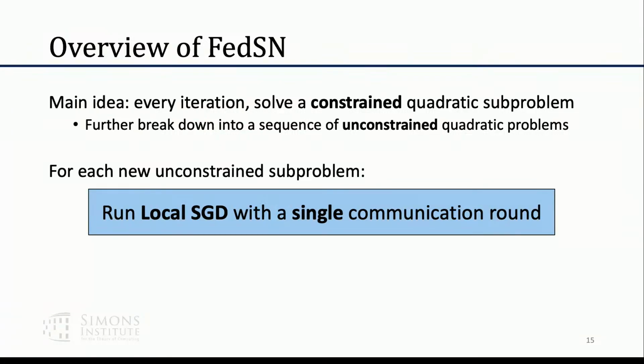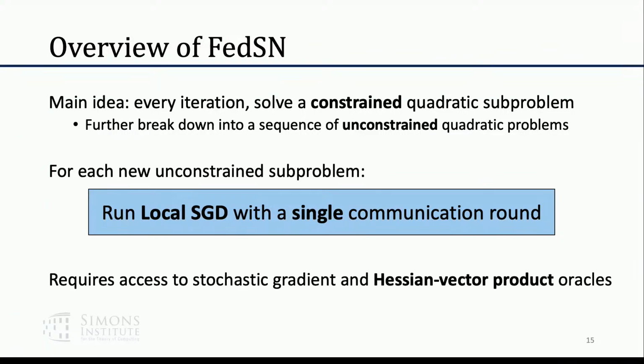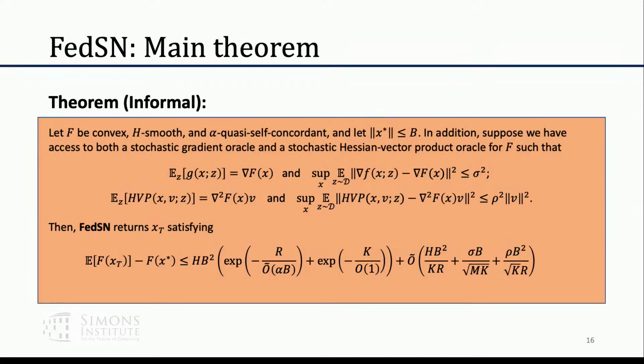We're going to run local SGD on this subproblem with a single round of communication, right? So that's the interesting thing. Not only is local SGD well suited to quadratics, but it's well suited to quadratics with any number of rounds of communication. And because we want to communicate as little as possible, we might as well only take a single round, right? Just communicate right at the very end. We will need not only the stochastic gradient, but also this extra Hessian-vector product oracle, but we already saw what that should look like.